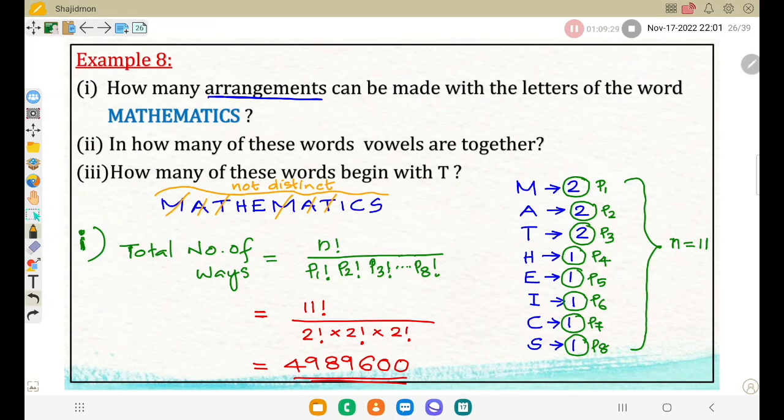You know what the vowel letters are? A, E, I, O, U. Correct? Those are the vowels. So here you can see the letter A is there, then A, E is there, I is there. There is no other vowel, only these three, correct? 1, 2, 3.